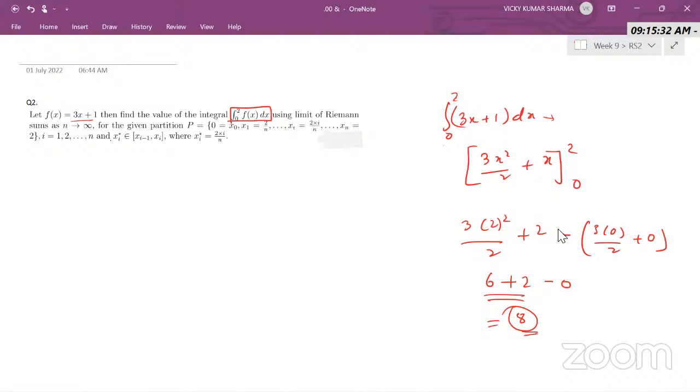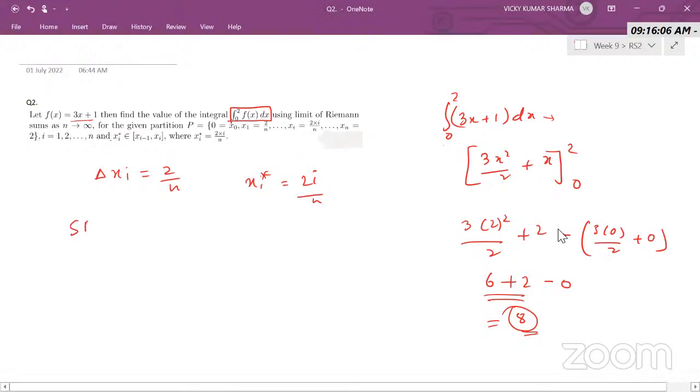Over here, the partition is also given, and your interval xi is also given. Look at this, xi is also given, right? You notice that? That was a uniform partition, because you can understand from here itself. So it's a uniform partition. So what is delta xi in this? 2 by n. Yes, 2 by n. Right? And what is xi star? 2i by n. And how do you get the Riemann sum?